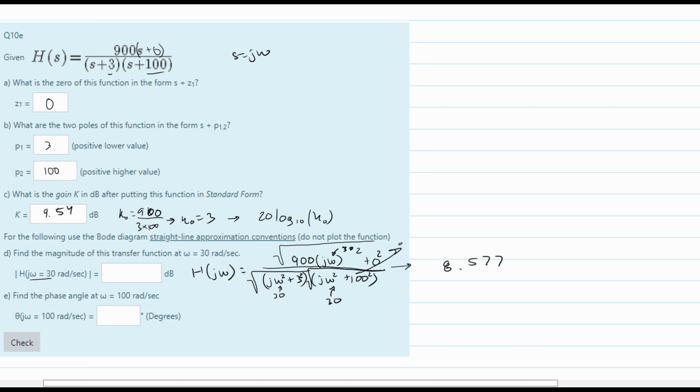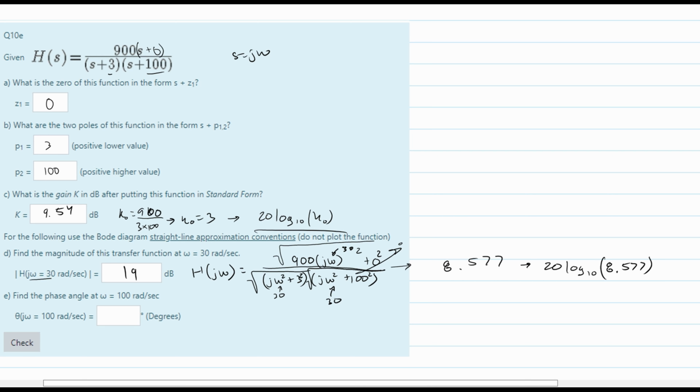And then in the denominator, we're going to have the square root of our 30 squared plus 3 squared. And then we're going to multiply this by the square root of 30 squared plus 100 squared. And again, this will give us 8.577. We are not done yet, though. We need to plug this into our log, just as we've done up here. So this is going to be 20 log base 10, where you have 8.577. And this is going to give us approximately 19 dB.